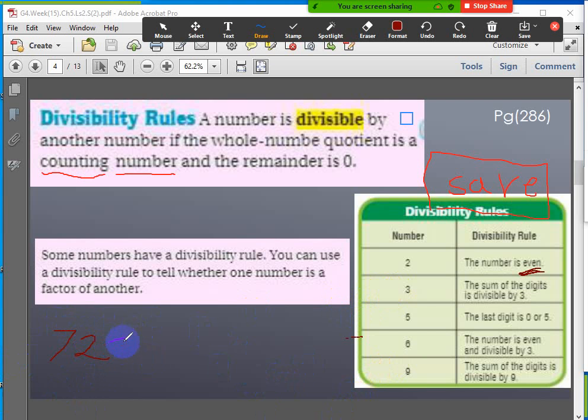Let's see. Okay, what is the sum of the digits? That means I have to add the digits to each other. That means I have to add 7 to 2. 7 plus 2.